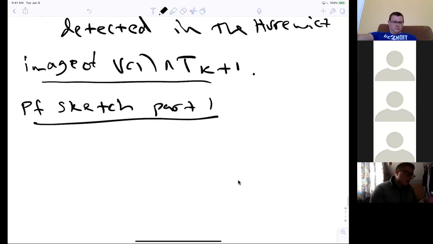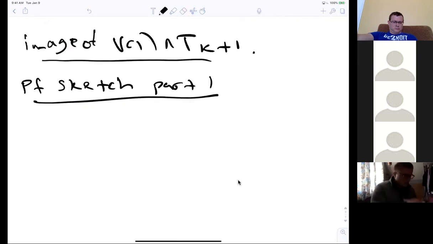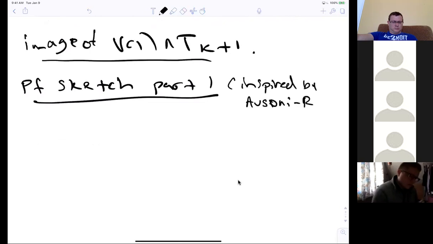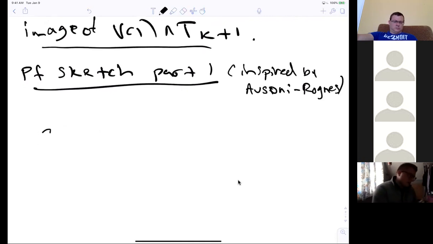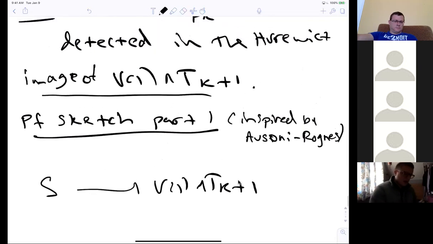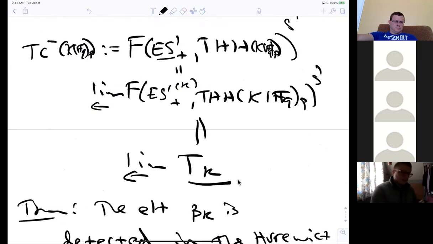So the first part of the proof sketch is the following. So this was inspired by something that Angelini-Knoll and Rognes do in one of their papers. So the idea is to look at the unit map from the sphere to V(1) smash TK_{k+1}. So yeah, I didn't mention this yet, but actually if you input a commutative ring spectrum, then all of these TKs are going to be, again, commutative ring spectra.